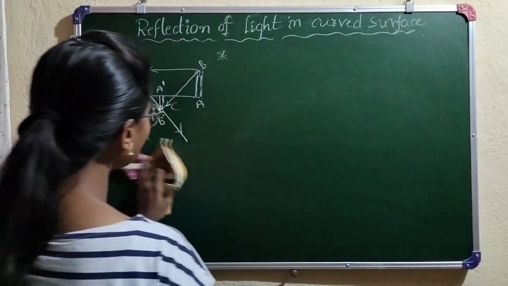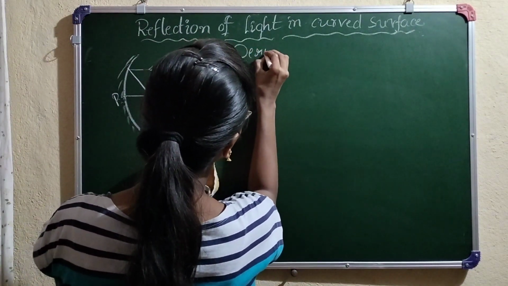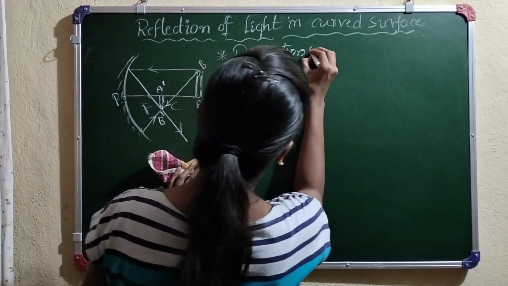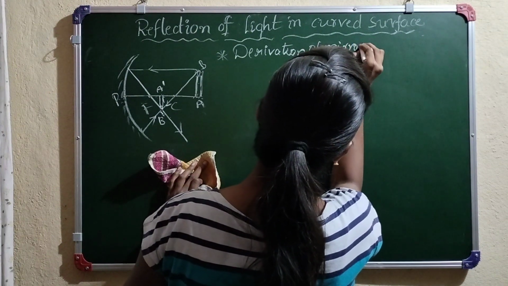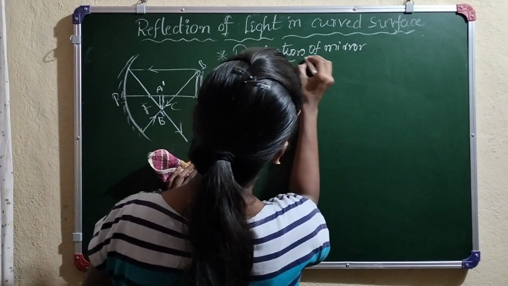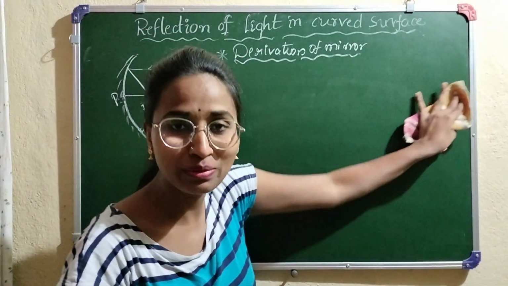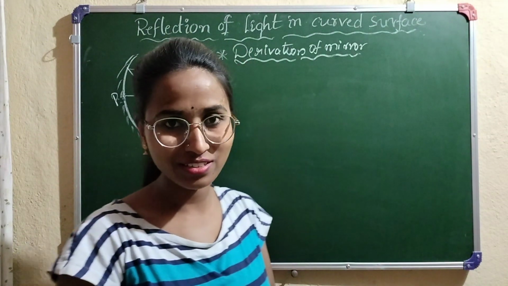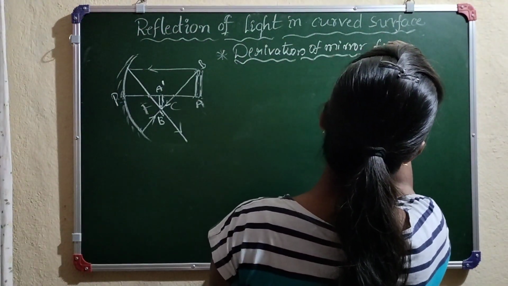So now we'll see the derivation of the mirror formula. Okay, derivation of the mirror formula, which will be completely a mathematical derivation. Of course, physics is all about maths, right? Without knowing maths you cannot do any problem, you cannot solve anything in physics. Am I right? So now, the derivation of the mirror formula.